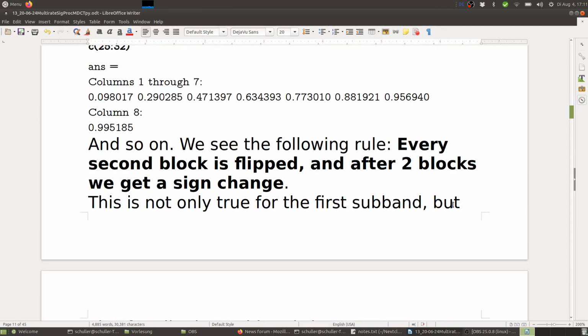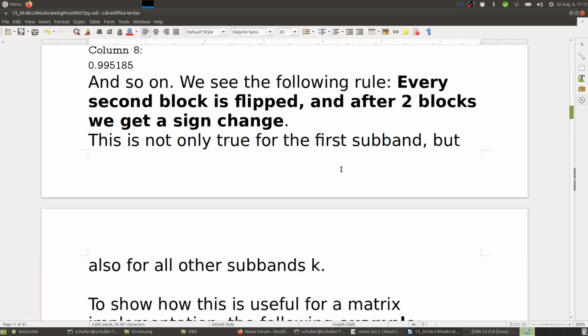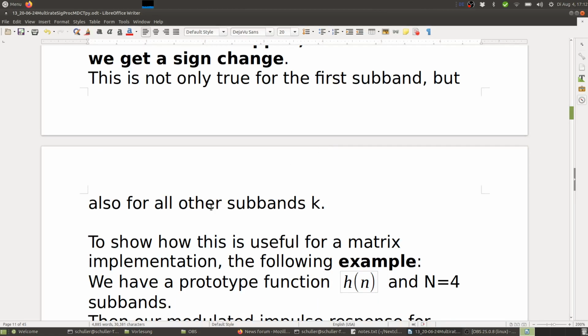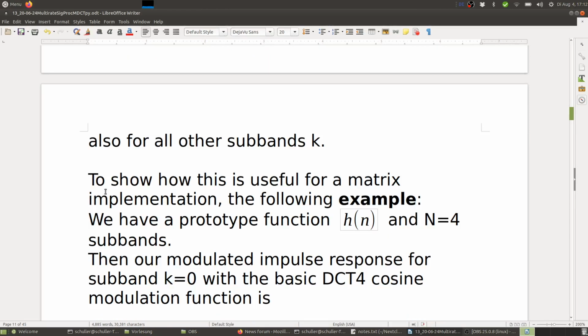So this turns out to be a general rule. So every second block flipped, and 2 blocks positive and 2 blocks negative. And it turns out this is not only true for the first subband, but also for all other subbands k, right? They have the same properties of flipping and sign changing. And this is really convenient for the implementation. So to show how this is useful for a matrix implementation, the following example.